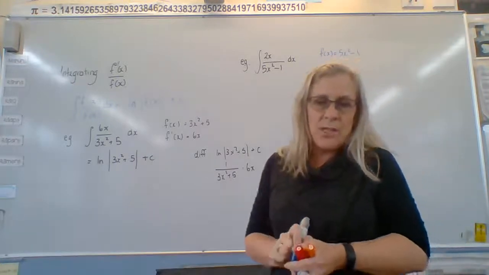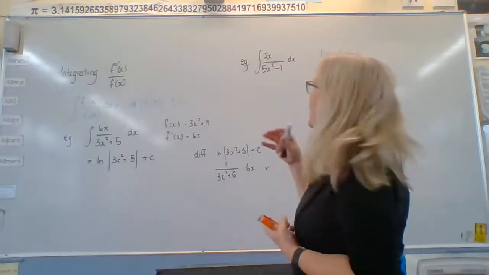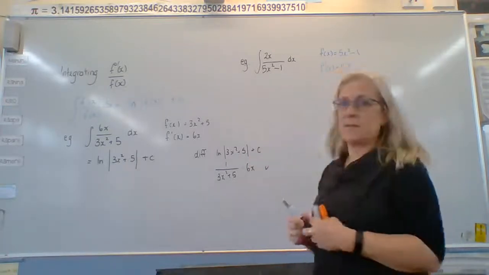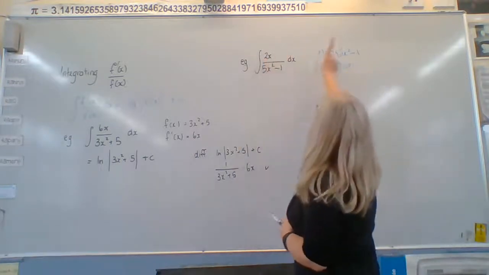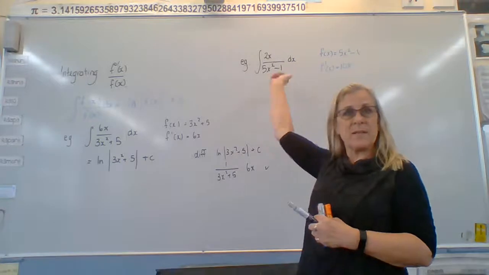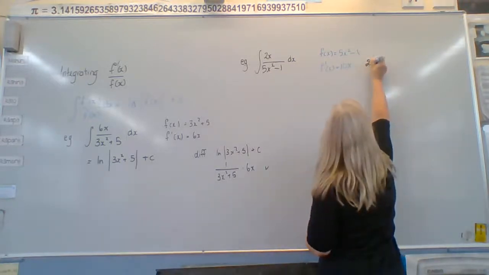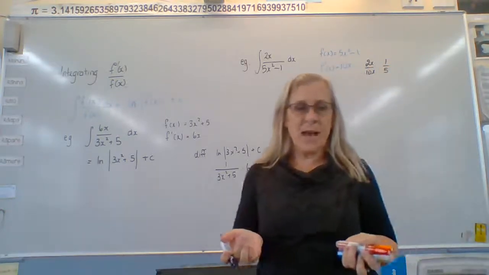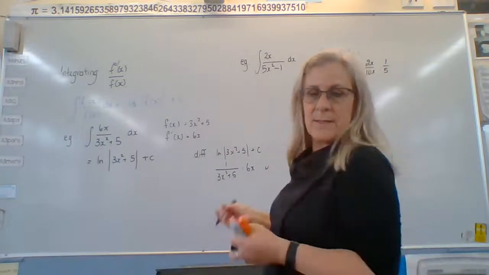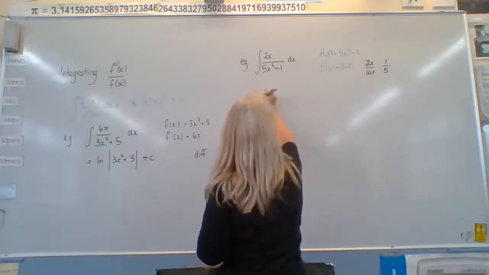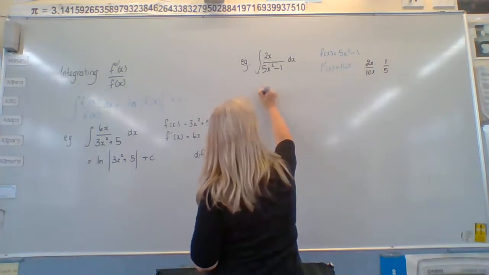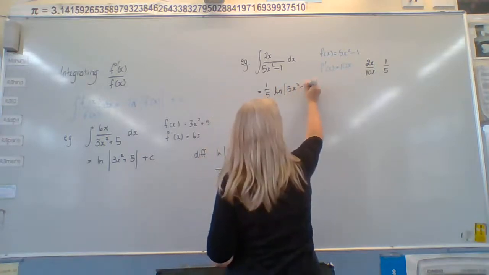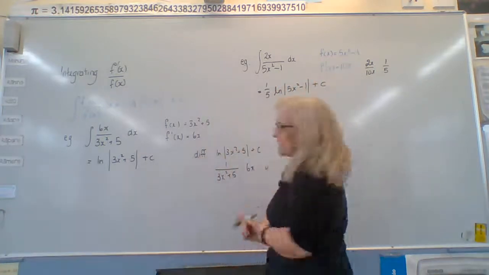So this time we don't have the whole amount of it. So therefore we have to do that compensating thing. So what we're actually saying is we've got a fifth of it. 2x, 10x, we've got a fifth of it. So we'll have a fifth of the answer. All right, so we're going to end up with a fifth ln of 5x squared minus 1, correct, thank you, plus C.